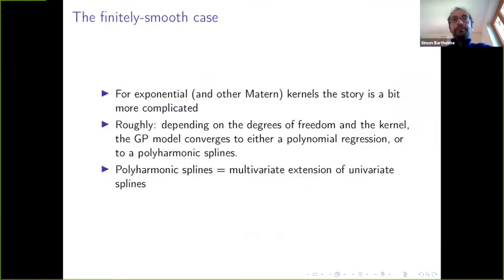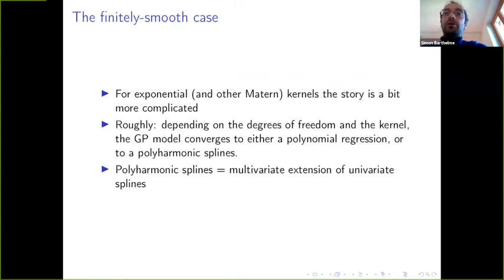And so this was for infinitely smooth kernels. For exponential and other kernels, again, the story is a bit more complicated. I apologize, but I can only sketch it. Depending on the degrees of freedom and the kernel, the Gaussian process model is going to converge either to polynomial regression if you have low degrees of freedom, or if you have a higher number of degrees of freedom, it's going to converge to a polyharmonic spline, which I don't really have the time to properly introduce.